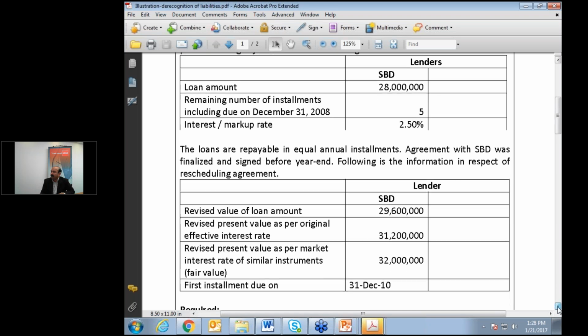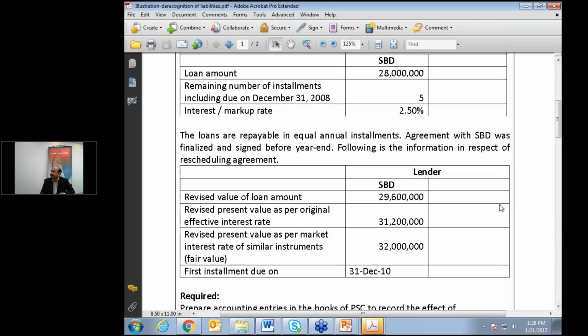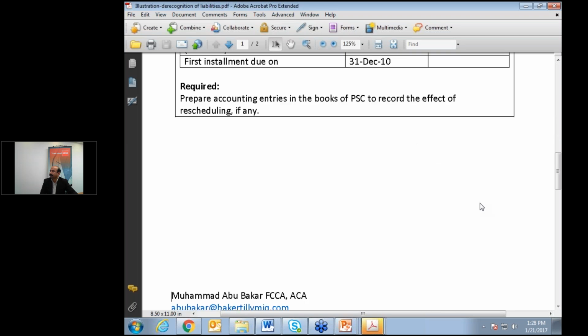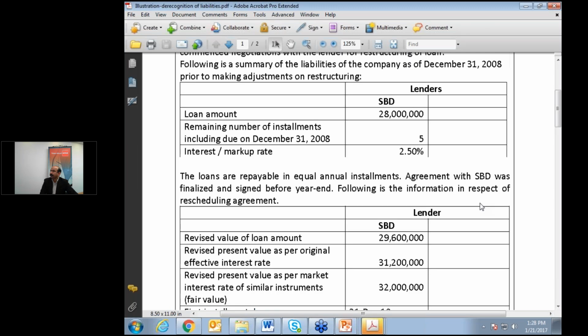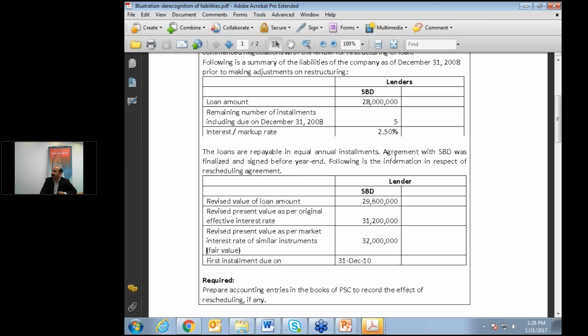Okay, I think this is the whole question. I should reduce this font so that we could see the whole question. Whole question should be in front of us. This is the whole question.